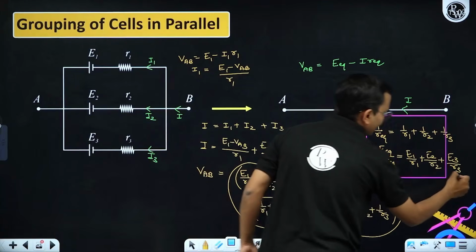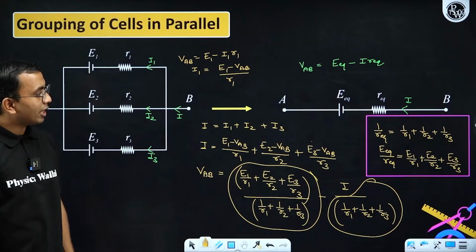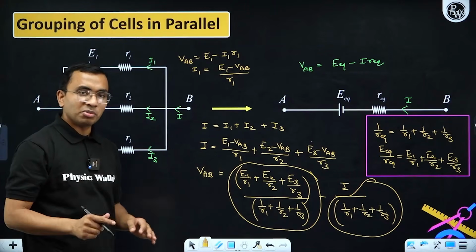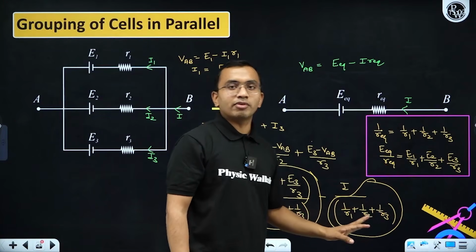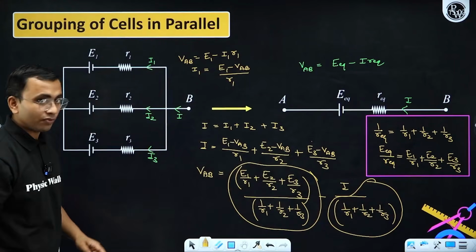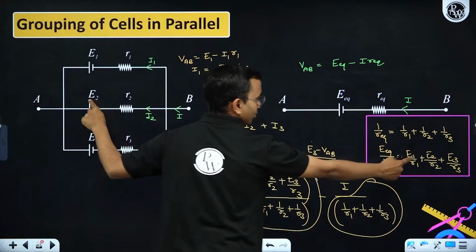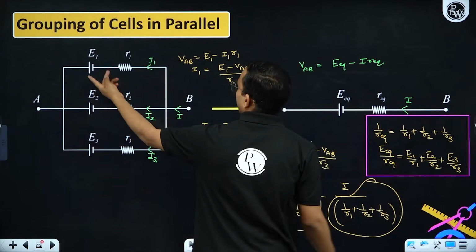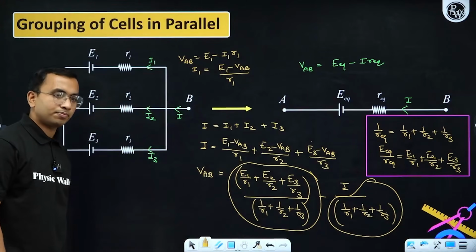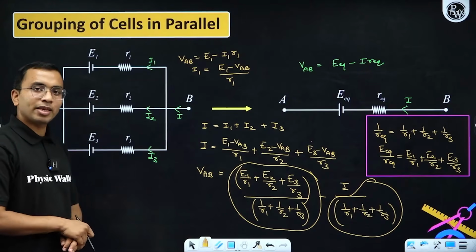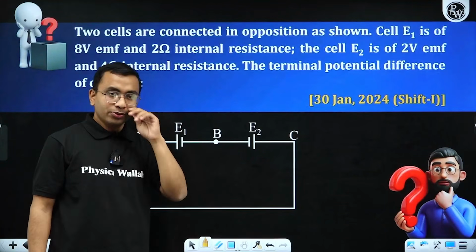You need to remember this. For parallel combination, 1 by R equivalent is equal to 1 by R1 plus 1 by R2 plus 1 by R3, and E equivalent by R equivalent is equal to E1 by R1 plus E2 by R2 plus E3 by R3. If the polarity in between is opposite, let us take E2 is connected opposite, so I'll consider a minus sign for E2 here. Accordingly, whichever polarity is opposite, you consider a negative sign in front of that particular EMF. Clear? Okay, great. Let us solve this question.